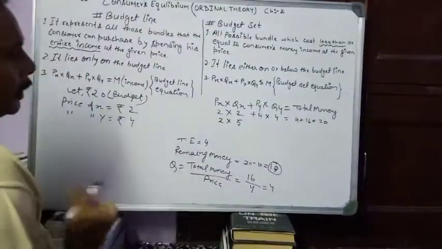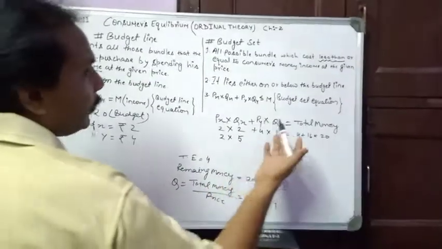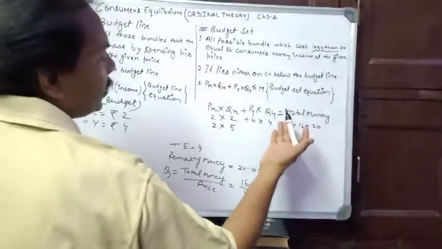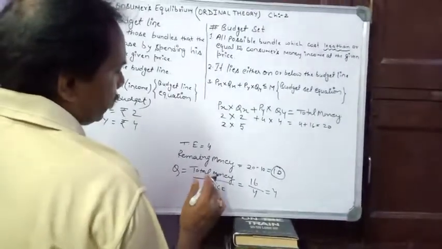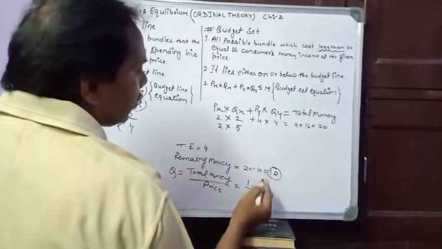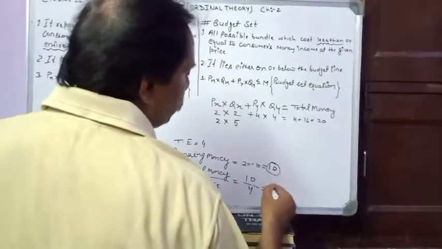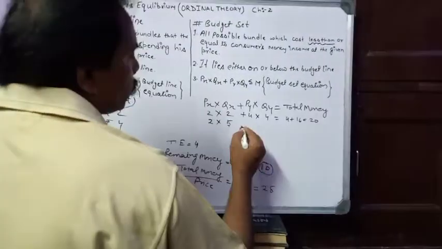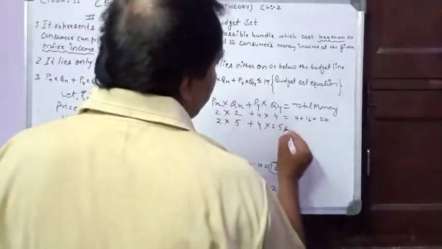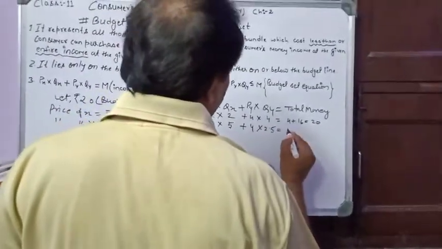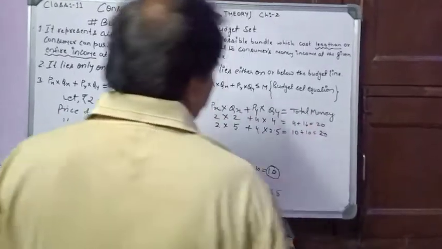Is it clear? So again the quantity we have to determine: how many quantity will I buy of the Y commodity. In that case, total money he has is 10 and its price is 4. It means 2.5. So 4 into 2.5 is equal to again 10. So 10 plus 10 is equal to 20.